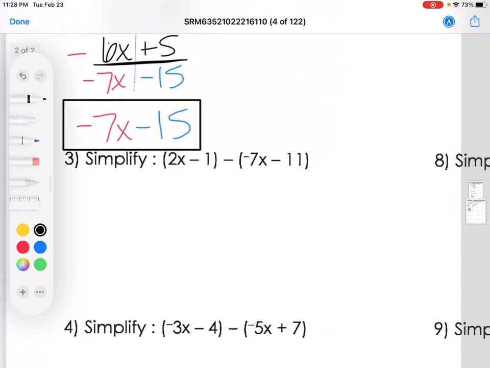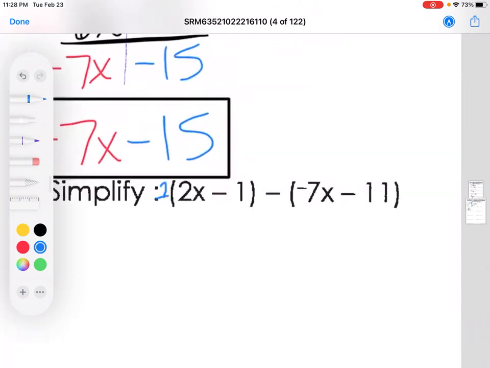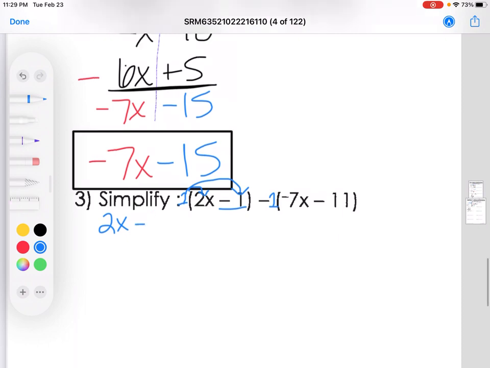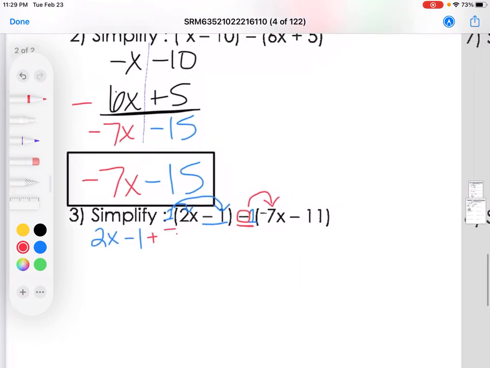Okay, this time I'll use the distributive again, just so you can get another look at that. So I have my imaginary ones. So 1 times 2x is 2x. 1 times negative 1 is negative 1. Remember, when I'm working with subtraction, I have to carry the sign. So negative 1 times negative 7x would be positive 7x, and negative 1 times negative 11 would be positive 11.